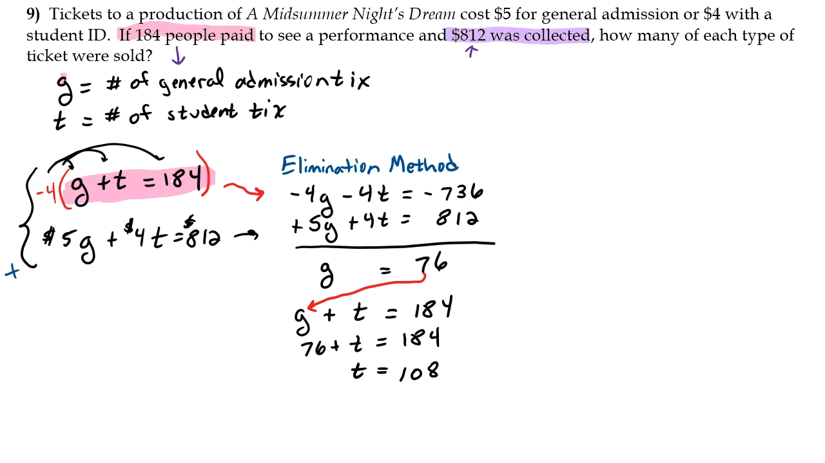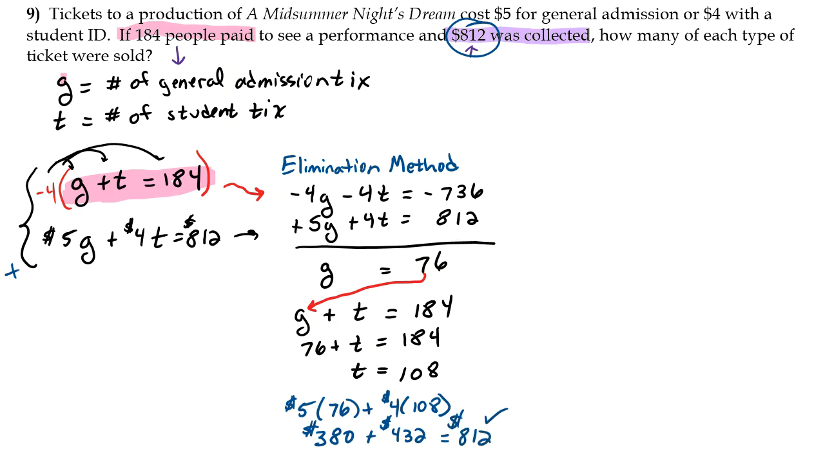We could check also. Let's see. We have $5 for every general admission ticket plus $4 for every student ticket, and we're really hoping this comes out to be 812. Let's see. 5 times 76 is 380, plus 4 times 108, which is 432. And let's see, we get 812. Yeah, we're good, right? 812.